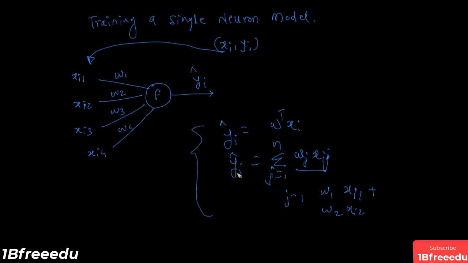So training the single neuron model means finding the weights. Training any neural network means finding the correct weights, right? So for the discussion, we are considering this neuron solving a regression problem, right? So now let us write the loss function for this.